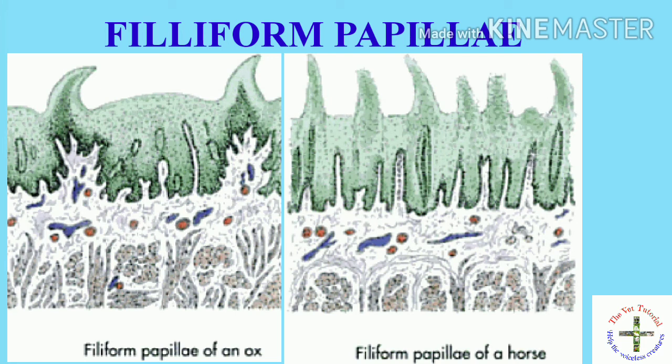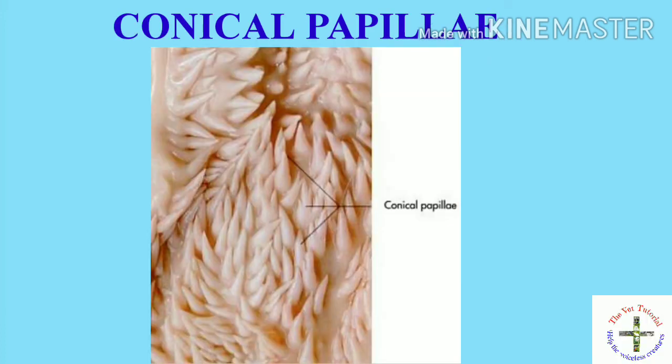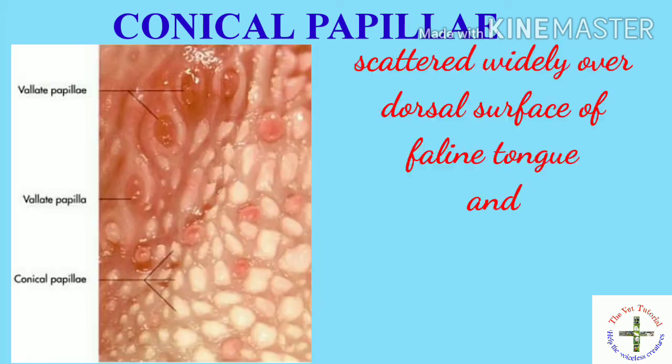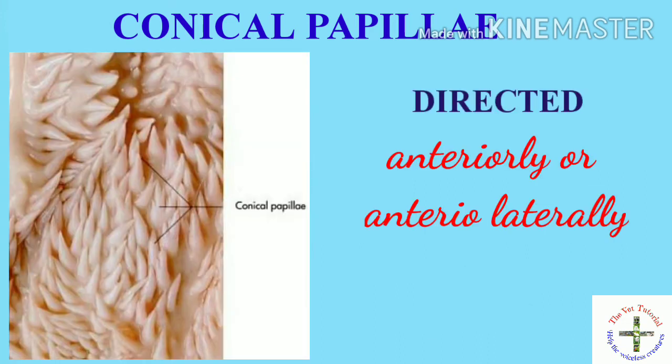Filiform papillae are numerous and the smallest. They are distributed along the dorsal surface and the rostral surface of the transverse groove, and then conical papillae. They are large but less frequent. They are scattered widely along the dorsal surface of the feline tongue and the base of the tongue in ox, which accounts for the rasp-like structure typically in these species. It is directed anteriorly, or we can say anterolaterally.